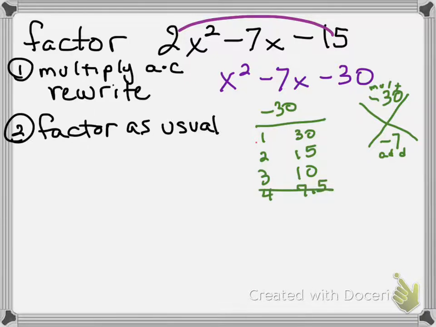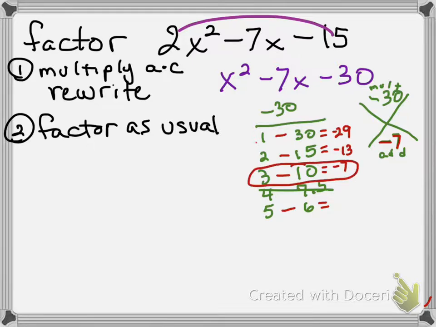If you find a decimal, that's not going to work. You keep dividing. And then since this is a negative, one of these numbers has to be negative. And so I'm going to put a negative in front of all the second numbers because it's easier to do it on my calculator if I do 1 minus 30 rather than negative 1 plus 30. It really doesn't matter, but what we need to do is subtract them all and see which ones give you a negative 7. So in this case, if it's 3 minus 10, it's negative 7. And so that's the one we're going to use.